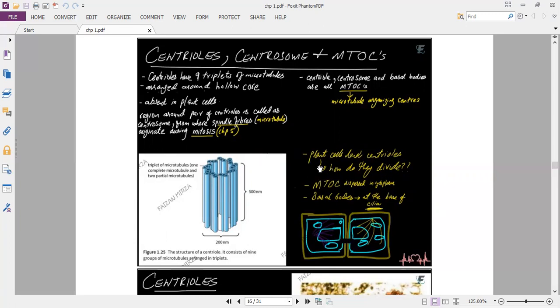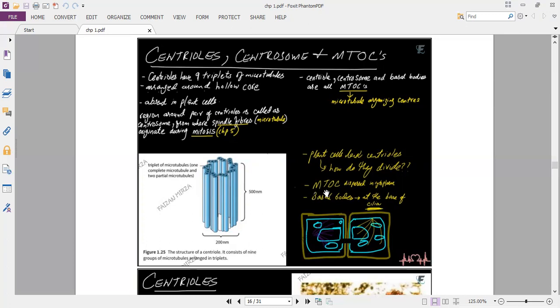Plant cells lack centrioles. How do they divide? Because they have MTOCs. What are MTOCs? MTOC refers to microtubule organizing center. These are just dispersed in the cytoplasm of the plant cell. Plant cells do not have these aggregates or specialized structures that can be distinguished from the background cytoplasm and can be labeled as centrioles. Plant cells lack this, but this doesn't mean that plant cells do not have anything that can do the same function.